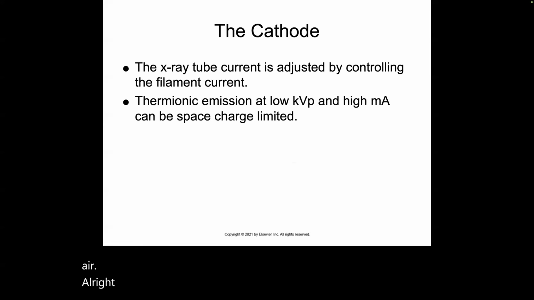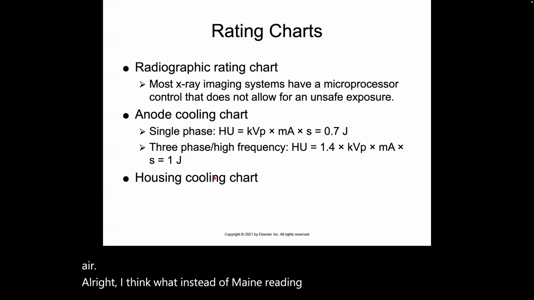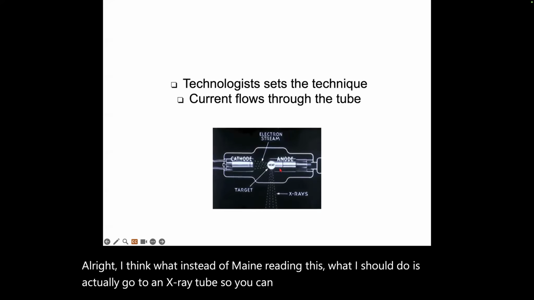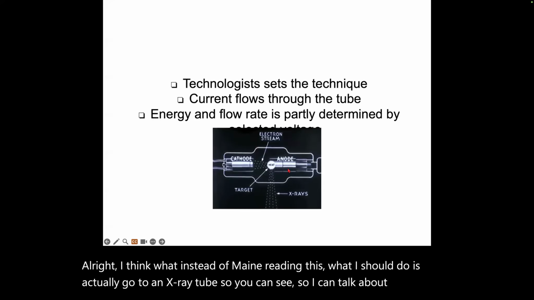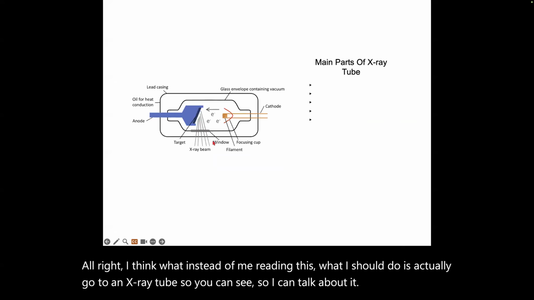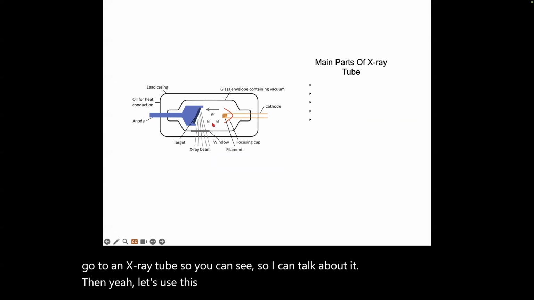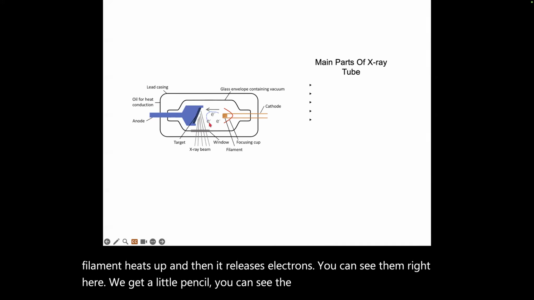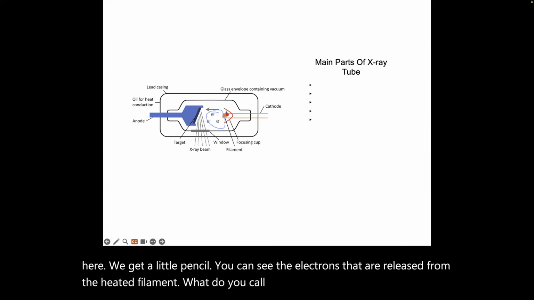I think instead of me reading this, what I should do is actually go to an X-ray tube so you can see, so I can talk about it. Let's use this one. When you apply a current to the tube, the filament heats up and then it releases electrons. You can see them right here, right? We get a little pencil. You can see the electrons that are released from the heated filament. What do we call that process? Does anybody know? Thermionic emission.